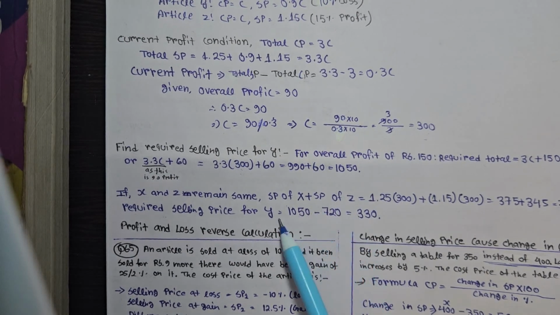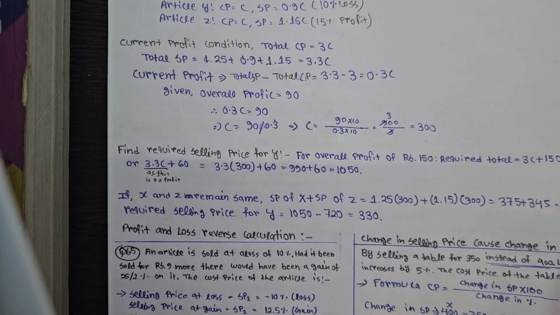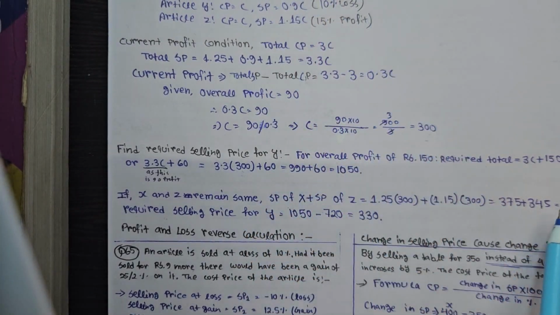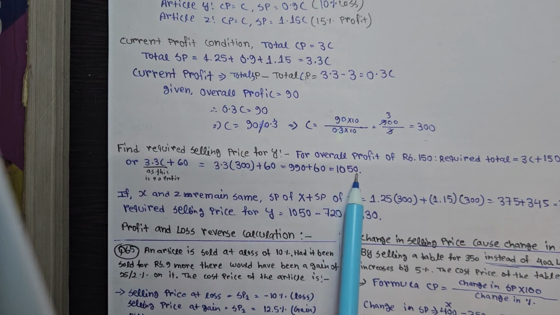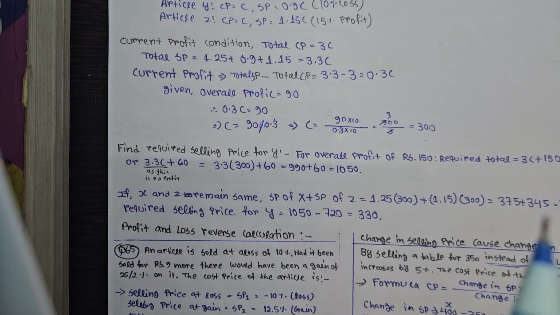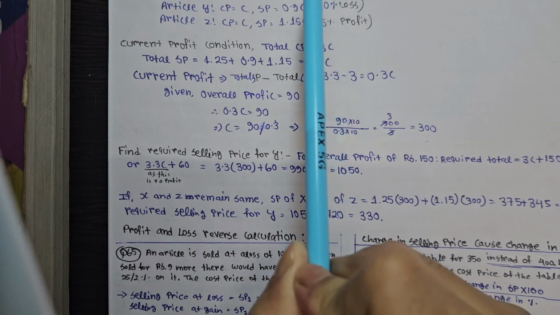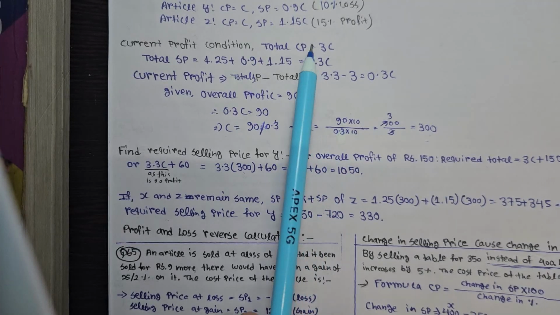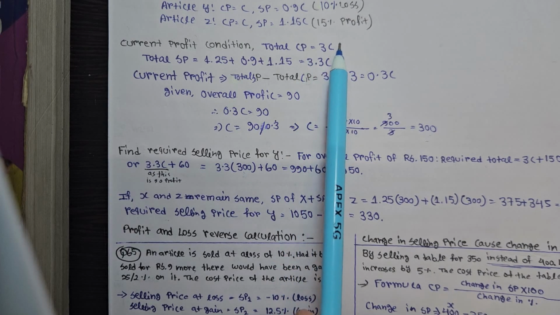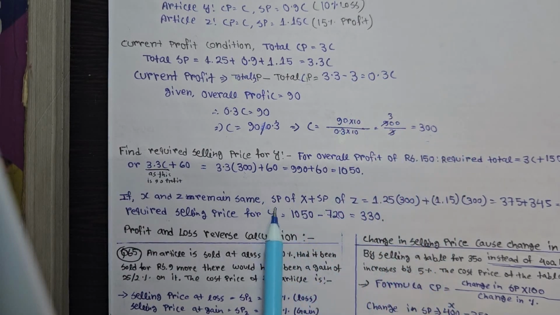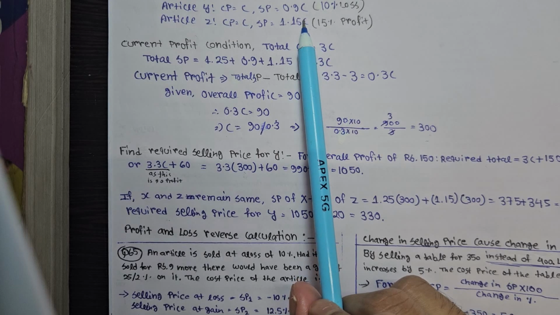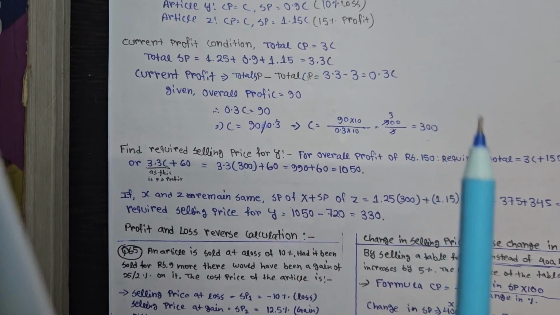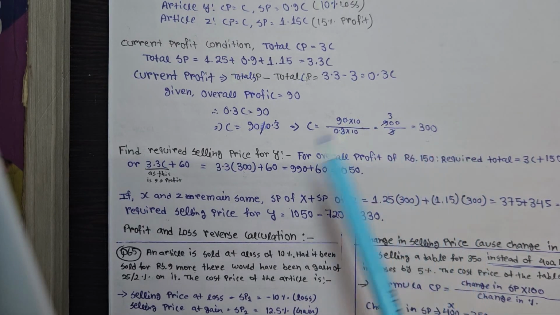330 rupees, because we are assuming that from X and Z we get a value of 720 rupees, and we need 1050 rupees overall to gain 150 rupees profit, because the total cost price of the items is 900 rupees, right? So what is the value of Y right now? The value of Y is right now 270 rupees, 0.9 into 300.